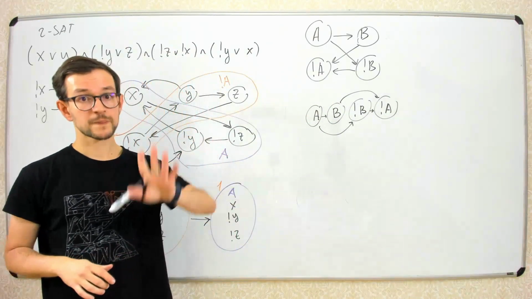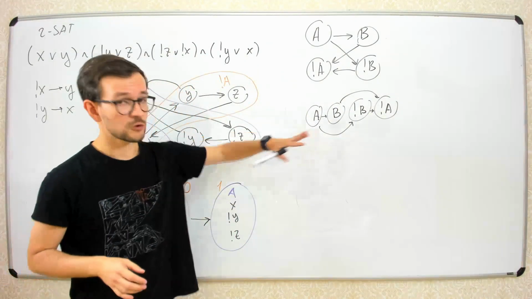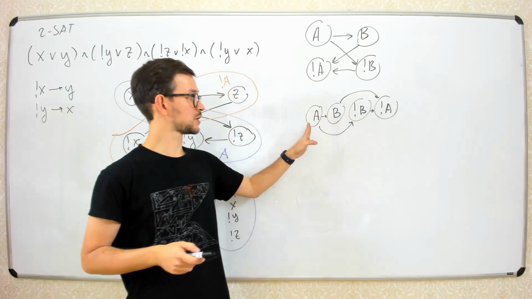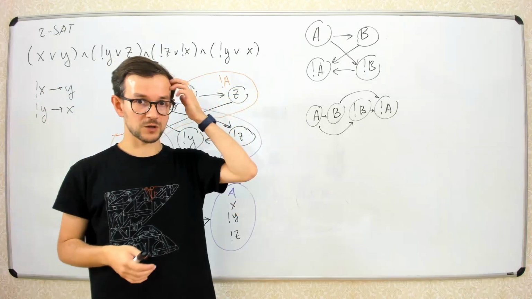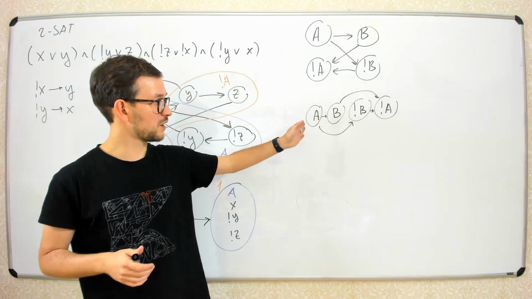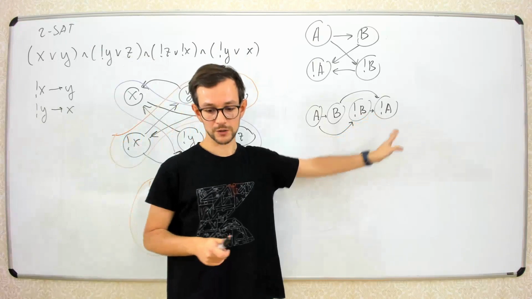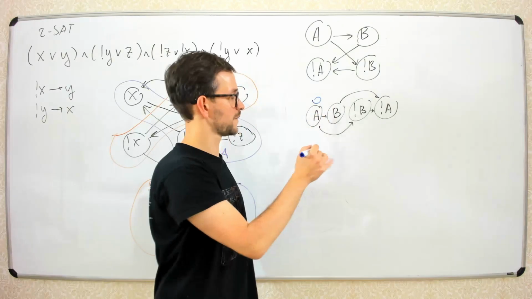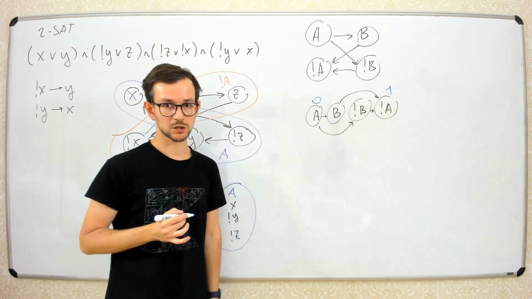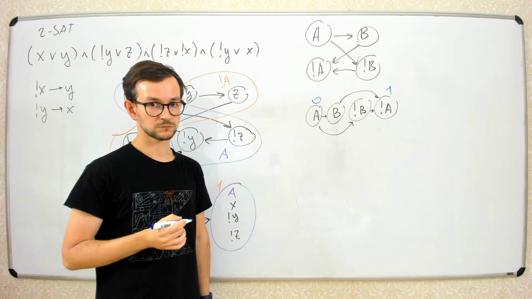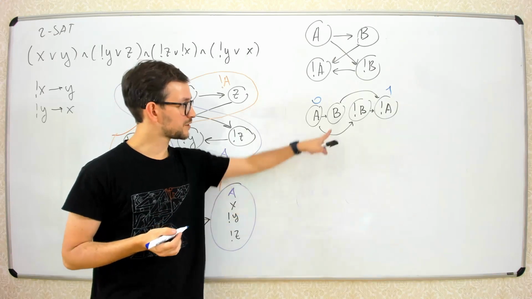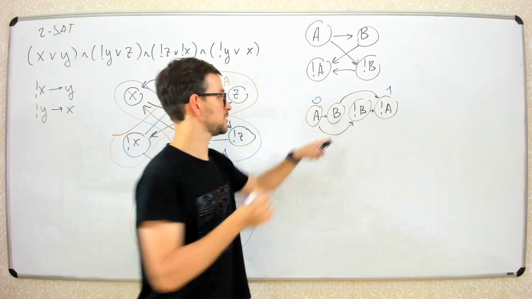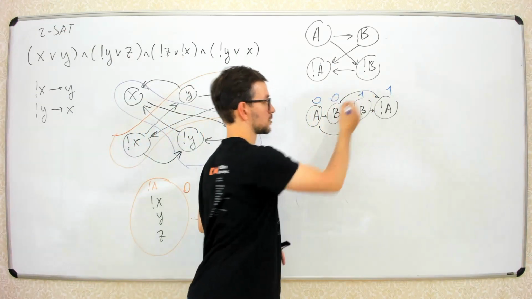That's all. Now it's the final part. Using this topological order, it's very easy to assign values. Let's look at each component. Let's look at the pair of symmetrical components. We just assign the left one to 0 and the right one to 1. So for this A and not A, we assign 0 to A and 1 to not A. That's all. Now we take this B. So B is to the left, not B is to the right. So we assign B to 0, not B to 1.